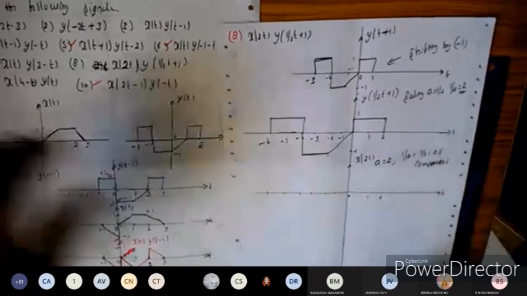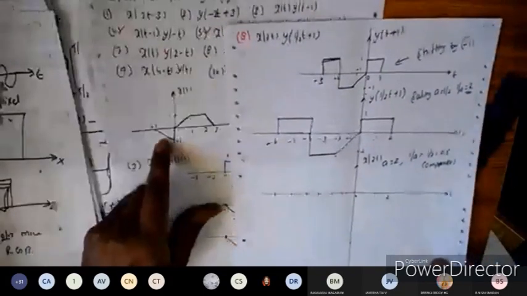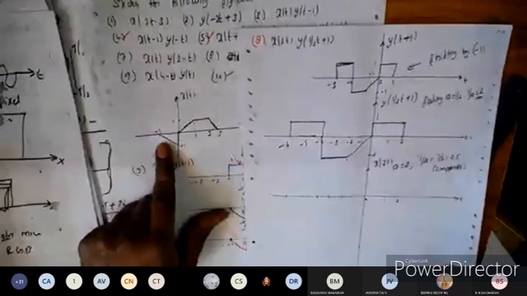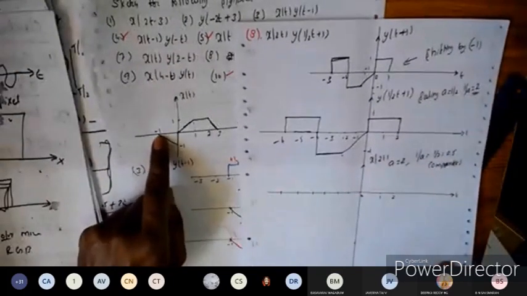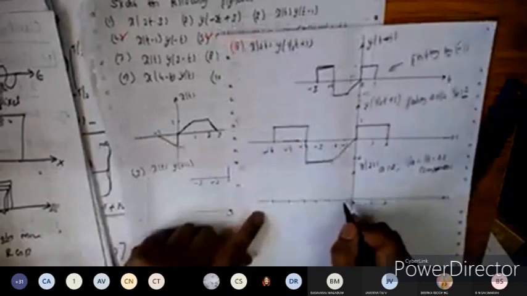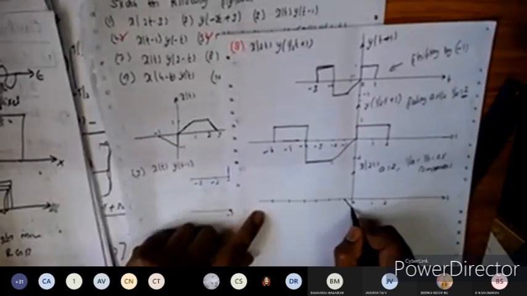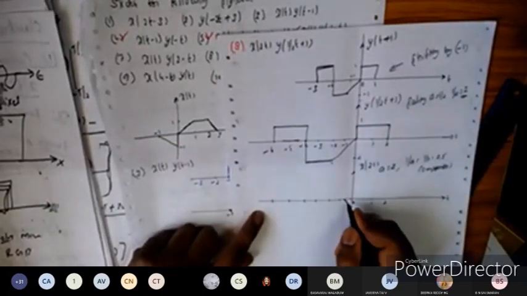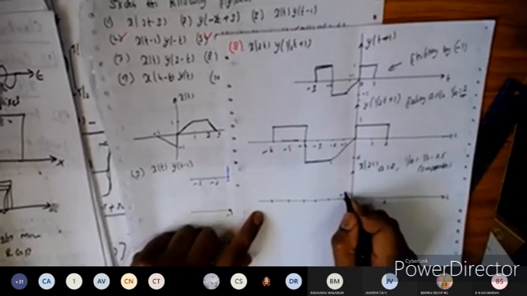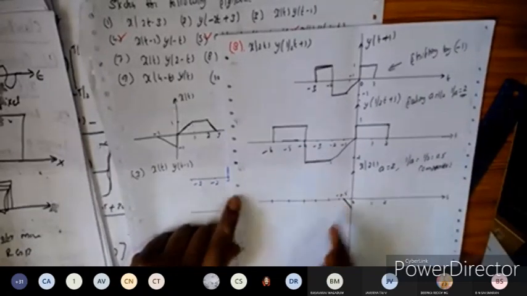So compressed means the time index, we need to multiply all the intervals with 1 by 2, which is 0.5. So 0.5 multiplied with minus 1 is minus 0.5 we will get here. So let us mark it here. So the waveform will become like this. The amplitude will remain the same as it was, but the time index will be scaled down here.